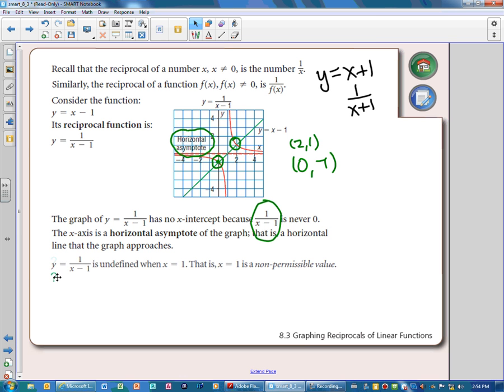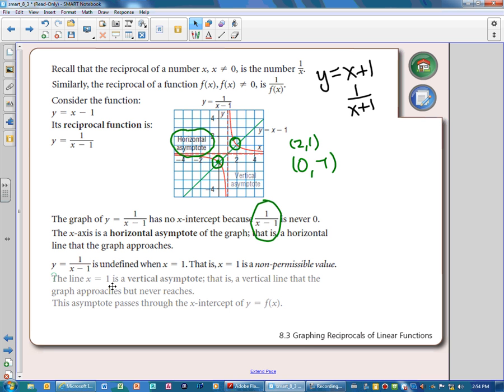We also have a vertical asymptote. It says here that the line x equals 1 is a vertical asymptote. That is a vertical line that the graph approaches but never reaches. Up here, the red line is coming close to x is 1, but it's never going to touch it. And down here, it's coming close, but it's never going to touch it.